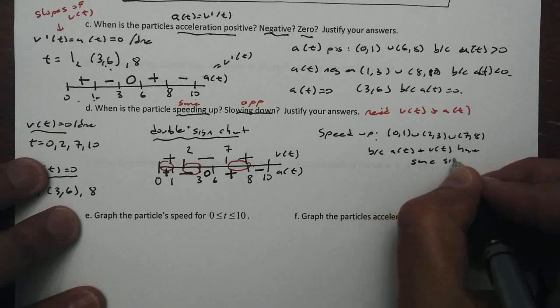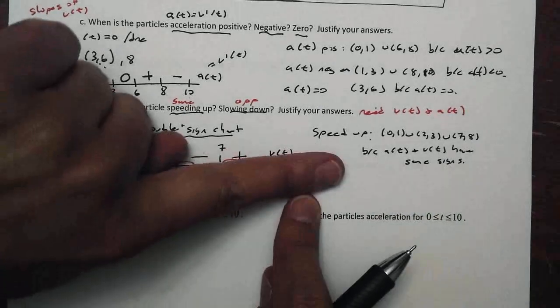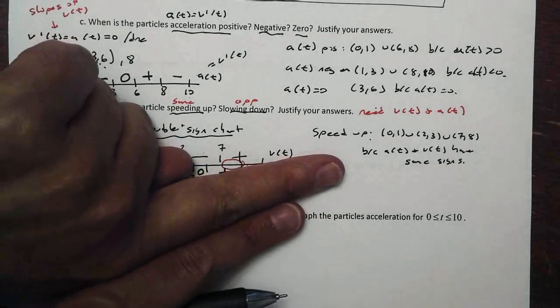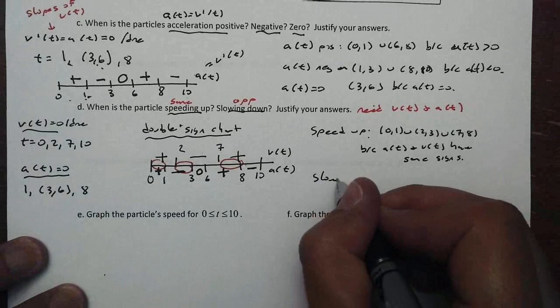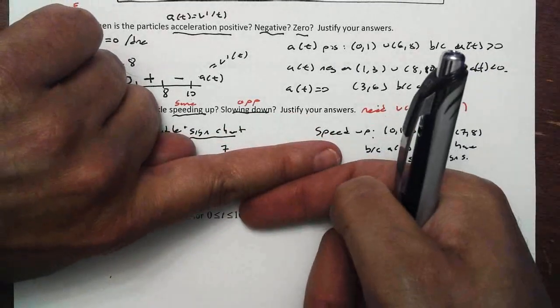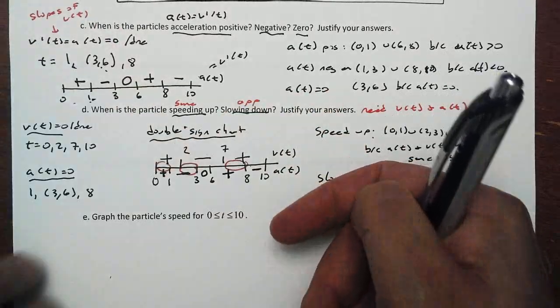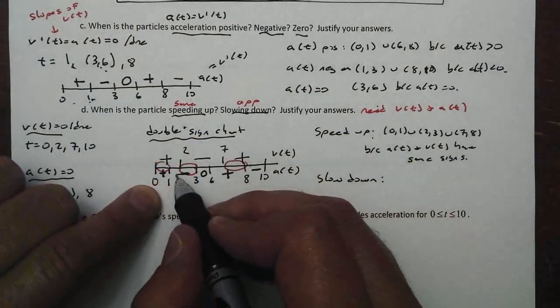We talked about this again yesterday. We want them to be the same signs because to speed up, your acceleration and your velocity both have to be pointed in the same direction. To slow down, acceleration and velocity have to be in opposite directions. That forces you to slow down. So slowing down, were they the opposite signs?